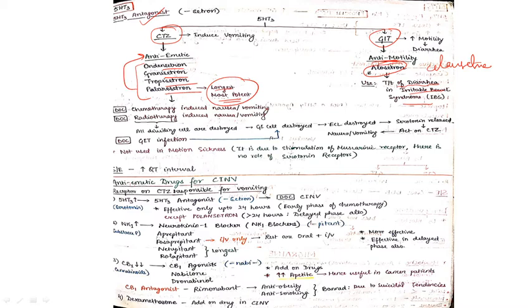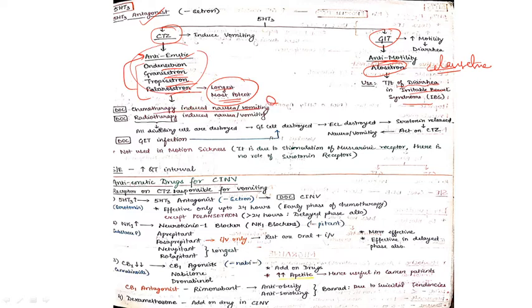Okay, so these drugs are used for the treatment of diarrhea as well as emesis, both. For emesis: ondansetron, granisetron, tropisetron, palonosetron; as antidiarrheal: alosetron and cilansetron. Clear? And this group of drugs are drug of choice for chemotherapy-induced nausea and vomiting.